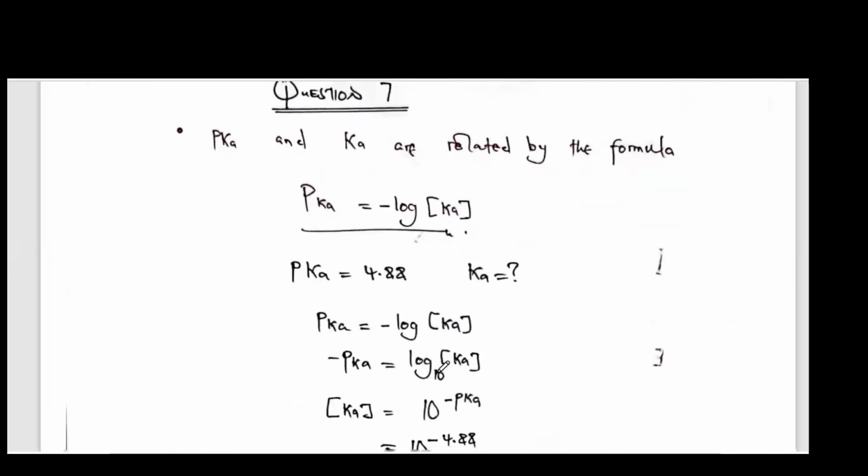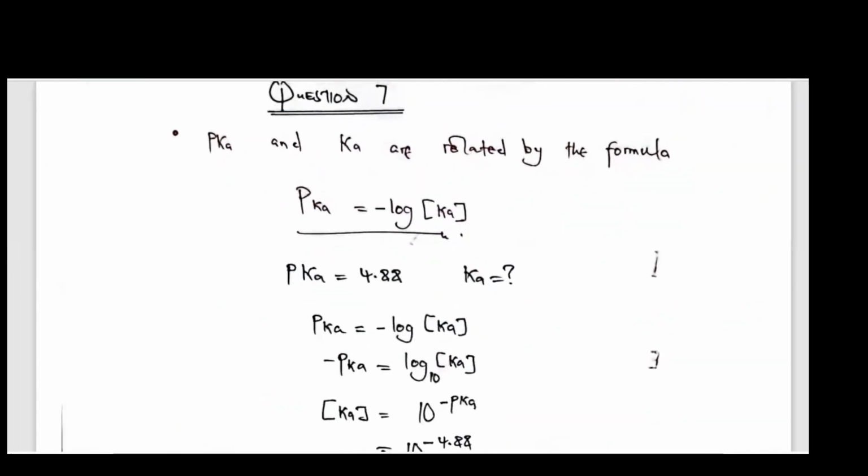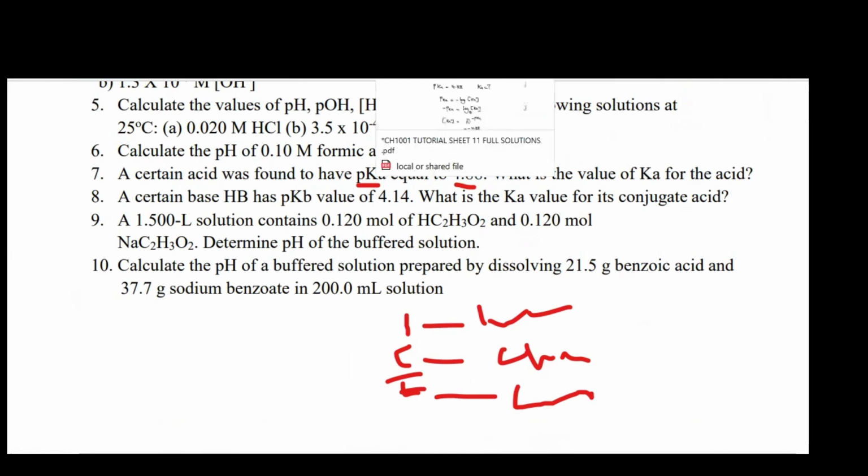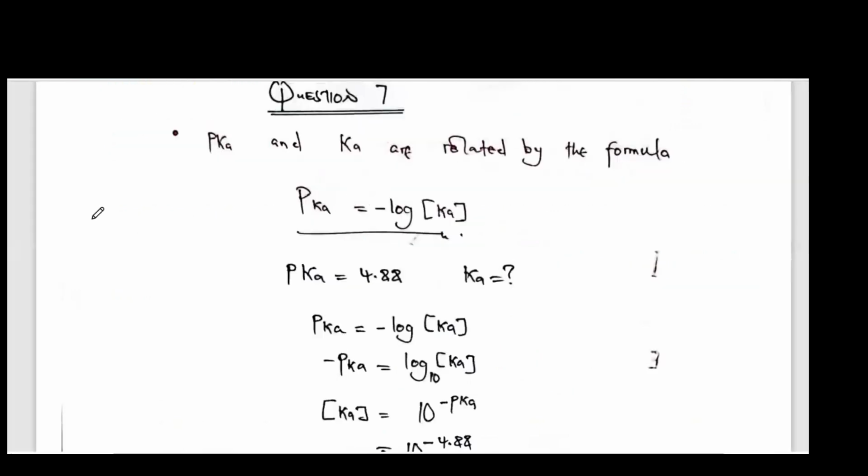And then let's go to number 7. So number 7 says what now? They're saying a certain acid was found to have a pKa equal to 4.88. What is the value of the Ka of the acid? Okay, so this is very simple. Remember our pH, okay? Whenever you hear P something, just know that P something will be equal to minus log of the same something, okay? So pH was equal to minus log of the concentration of hydrogen ions.